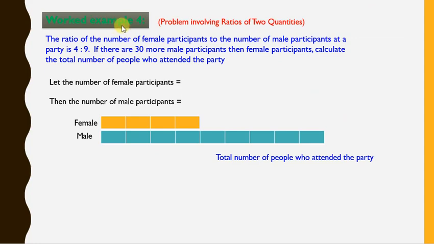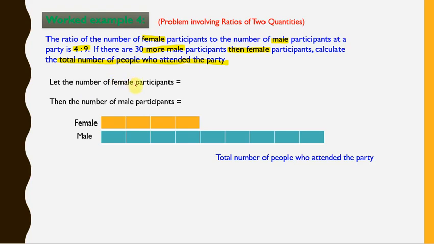Now we will move on to word example 4, and the topic is problems involving ratios of two quantities. The ratio of the number of female participants to the number of male participants at a party is 4:9. If there are 30 more male participants than female participants, calculate the total number of people who attended the party. So this is what we have to find. Now we will solve the question.